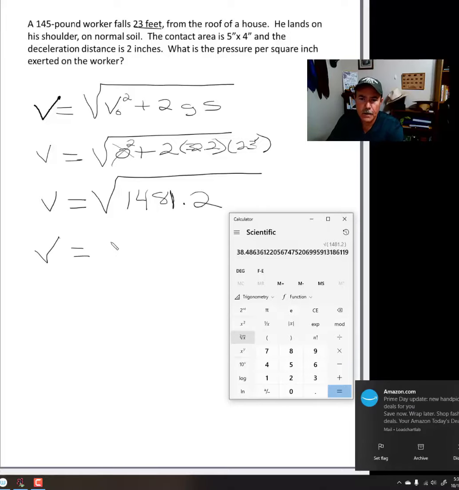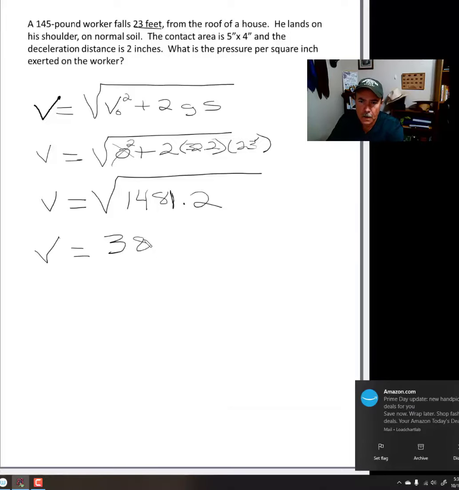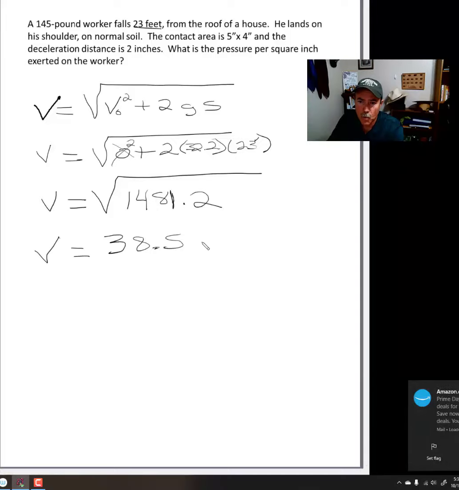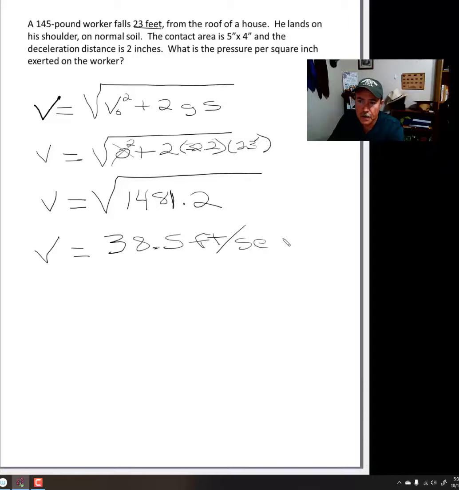Our velocity is 38.5 feet per second. This is how fast the worker is traveling when he hits the ground. This is his velocity at impact. All right, when we come back, now that we have velocity, we can calculate the rate of deceleration.